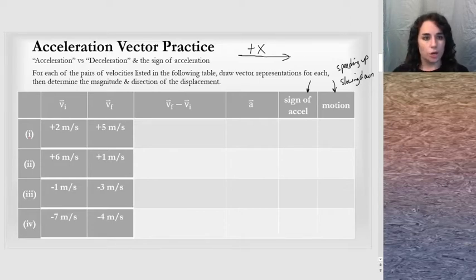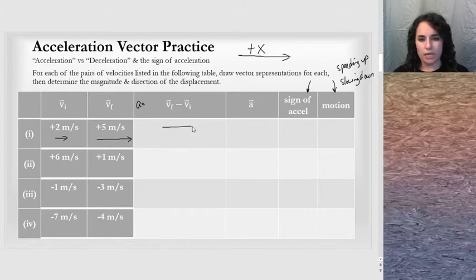Okay, so this is a fun activity. We're going to do vectors here. Plus 2, we know to be in the plus x direction. I'm going to make the plus 5 longer than the plus 2. I'm going to look at the difference between these two vectors, right? Because acceleration is the change in the velocity over the change in time. So let's look at the change in velocity.